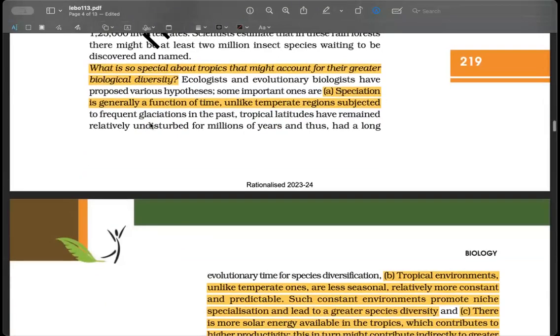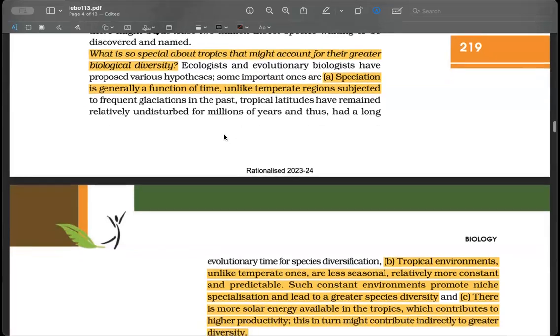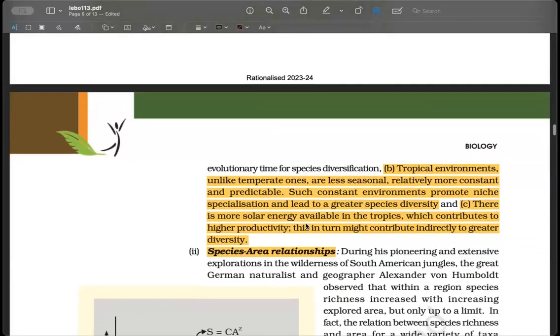That speciation requires a lot of time. Tropical regions can give that time, temperate regions cannot, because they had very frequent glaciations in the past, whereas the tropics remained untouched and undisturbed for millions of years. Second reason, the tropical environment is less fluctuating, less seasonal, and more predictable. So it's good for species diversity, because if there are more fluctuations, then some species will die because they won't be able to tolerate that fluctuation. Others will survive. So again, diversity will come down.